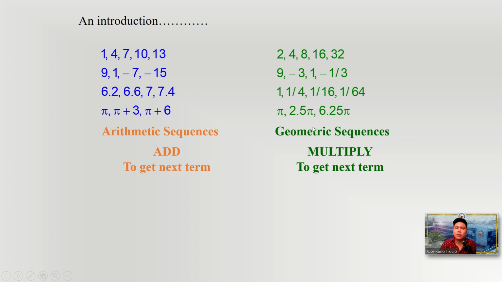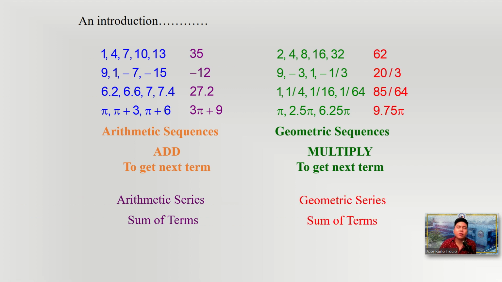And so on. You can observe all of these. Okay? So what is this series? Just to give you a preview. Series. What is this 35? How were we able to solve 35? We just added them all. 1 plus 4, 5 plus 7, 12 plus 10, 22 plus 13, that is 35. Same also here. 9 plus 1, 10 minus 7, negative 3 plus negative 15, negative 12. That's it. And also here, though it is a multiplication, still we are looking for the series, that is addition.